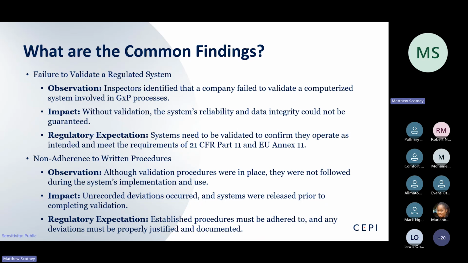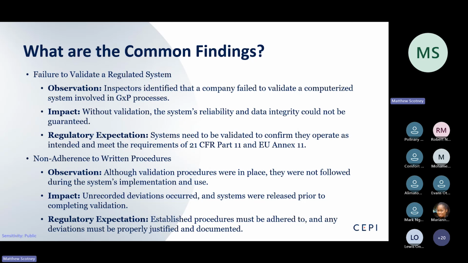So the classic one is really starting at the beginning. An inspector observed a company failed to validate a computer system involved in a GxP process. So essentially what they've got is a computer system which is involved in some way, shape or form with a process that needs to be validated, and the organization is unable to demonstrate that that system is appropriate. They're unable to prove that the system does exactly what it's intended to do.